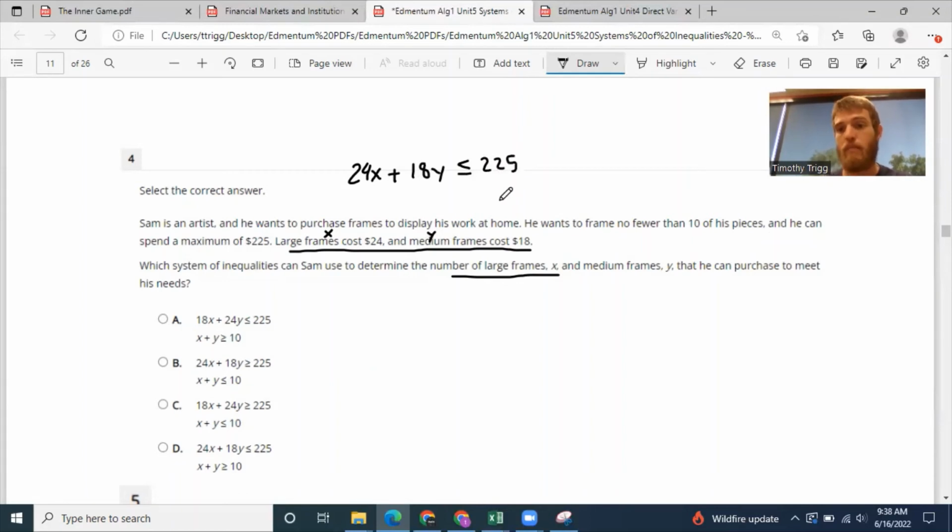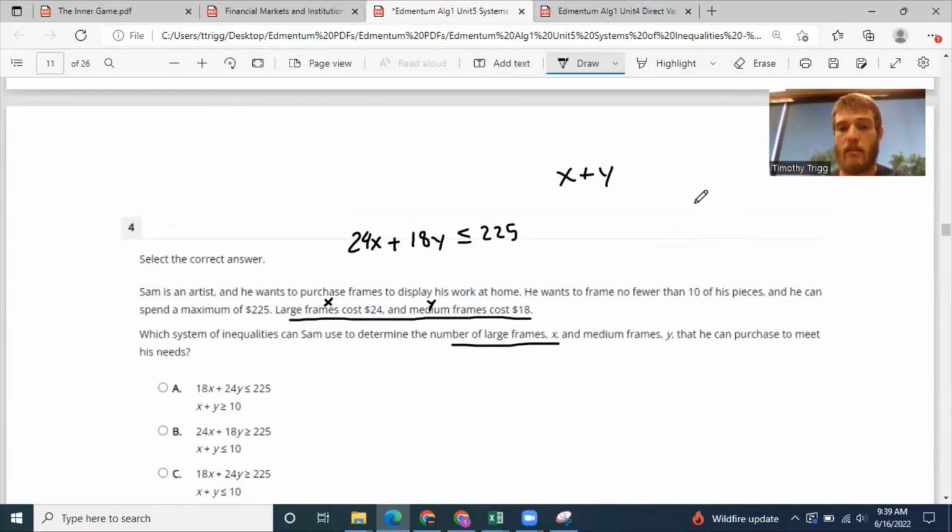Because that's his budget, it says, right? He can spend a maximum of 225. Now, the second inequality has to do with the fact that he wants no fewer than 10 of his pieces.